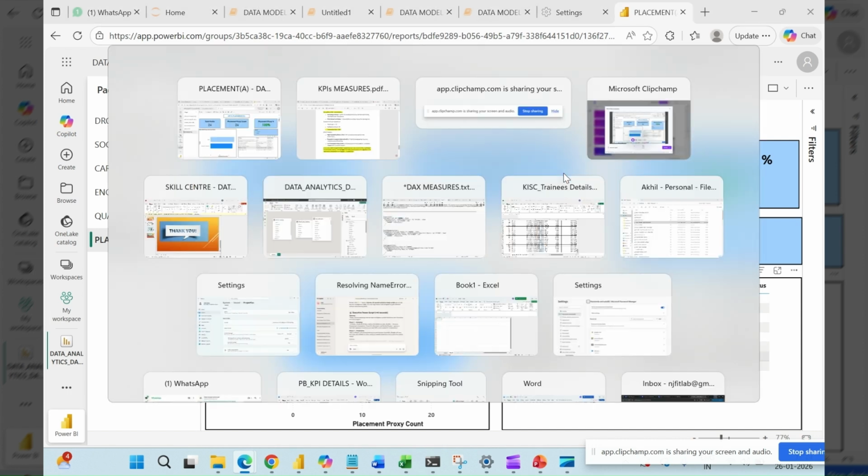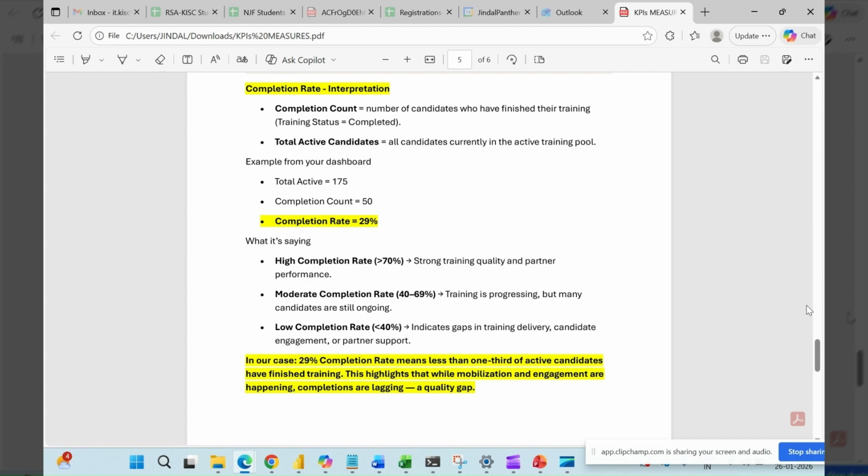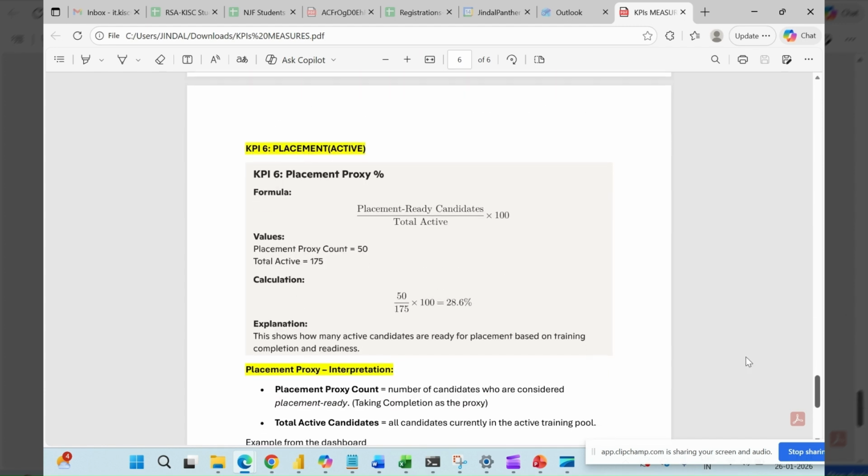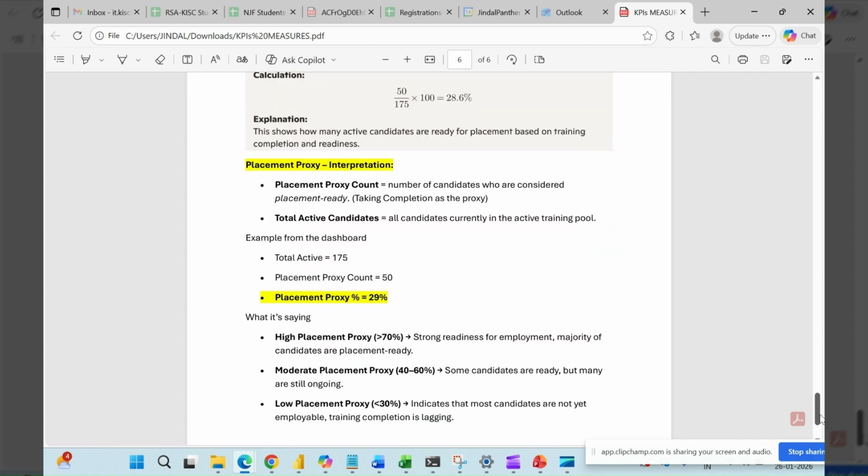So let me again show you the formula for KPI number 6, placement active: placement ready candidates divided by total active. Similarly, if we are treating right now as a proxy that 50 candidates who completed training got the job, then 50 divided by 175 is equal to 28.6, so it becomes 29%. This shows how many active candidates are ready for placement based on training completion and readiness.